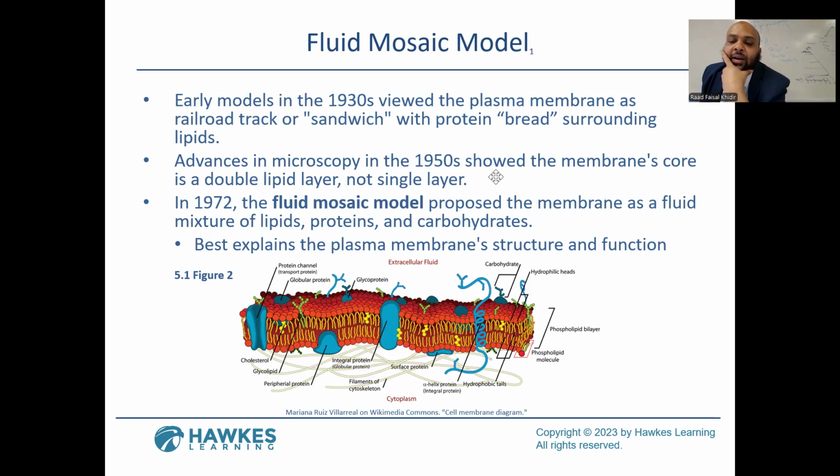Advances in microscopy in the 1950s showed the membrane's core is a double lipid bilayer, not a single layer. In 1972, the fluid mosaic model proposed the membrane as a fluid mixture of lipids, proteins, and carbohydrates. It best explains the plasma membrane structure and function.